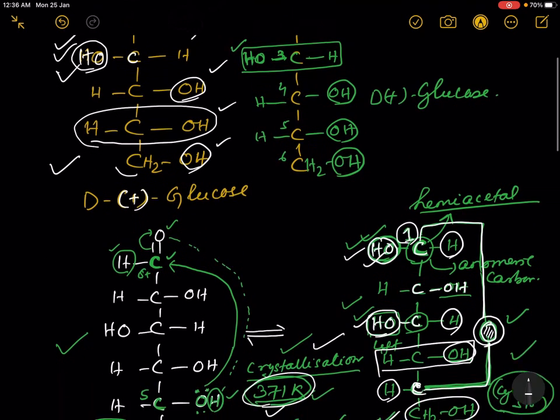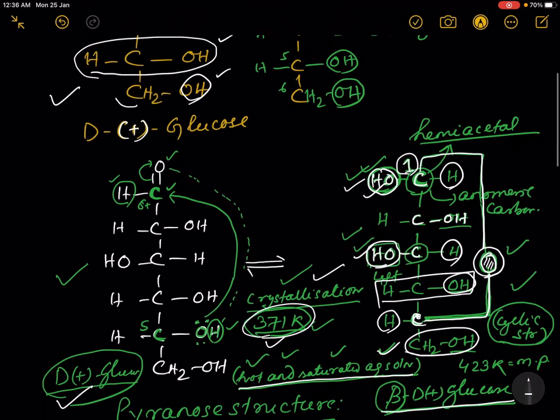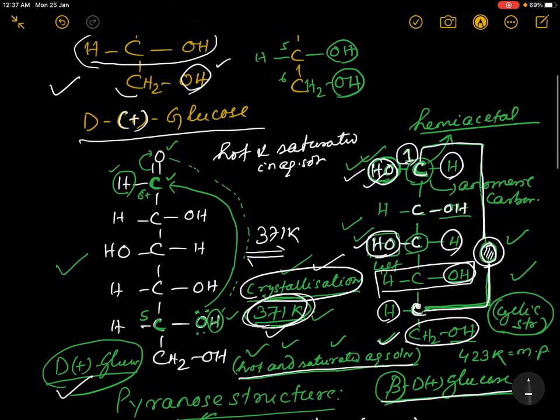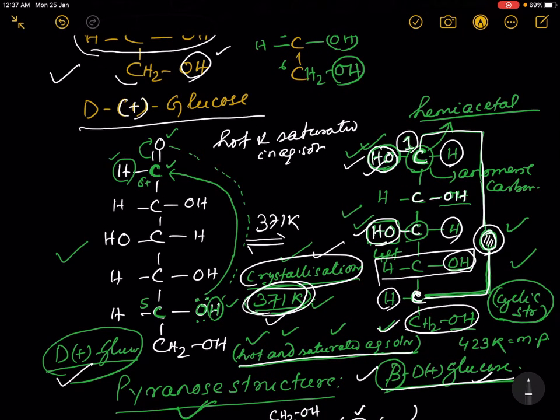Now we have to draw the cyclic structure when this D plus glucose in hot saturated aqueous solution undergoes crystallization at 371 Kelvin. 371 Kelvin gives beta D plus glucose. In beta D plus glucose, number 1 carbon contains OH on the left hand side and H atom on the right hand side, and number 1 carbon is connected to number 5 carbon by an oxygen atom in the middle. This number one carbon is known as the anomeric carbon, and this is a hemiacetal because this number one carbon is connected to OH on one side and OC on the other side.